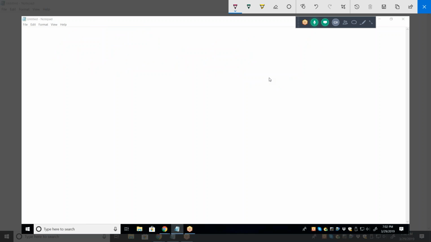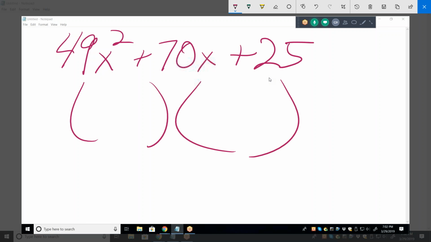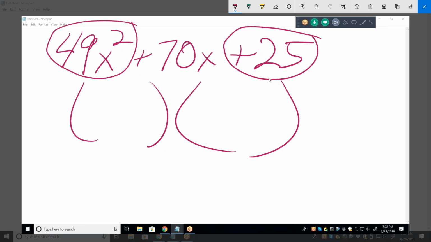So the next one is 49x squared plus 70x plus 25. Is there a greatest common factor? I don't think so, no. What's the most obvious solution that satisfies that number and that number? We're not going to worry about the middle number yet. So what would be 7x times 7x, right?